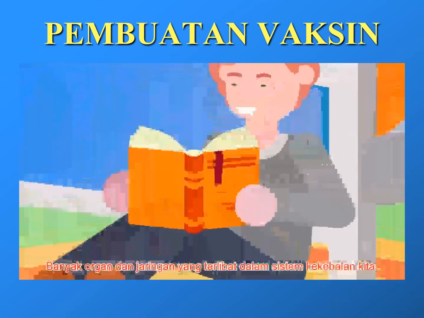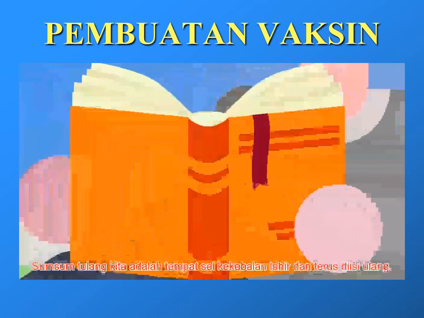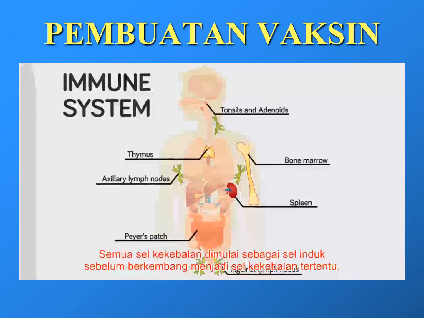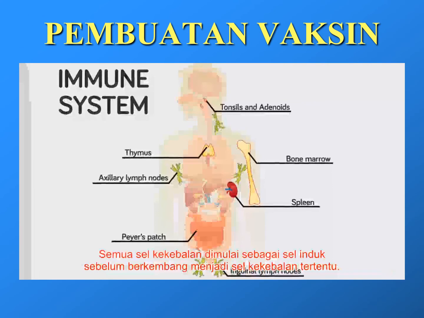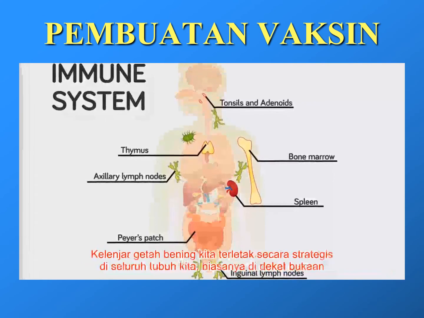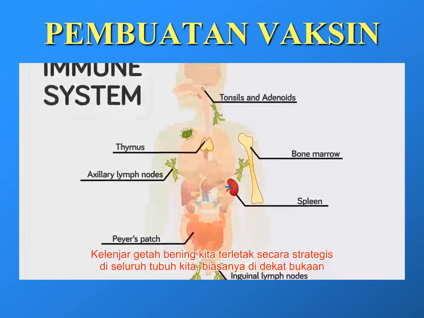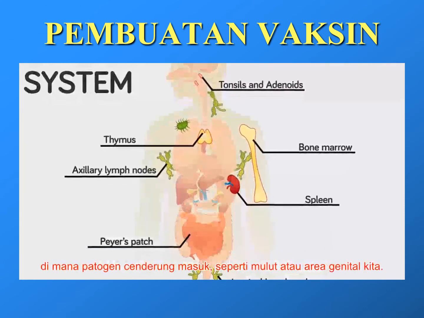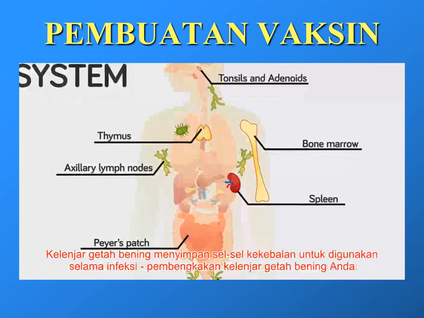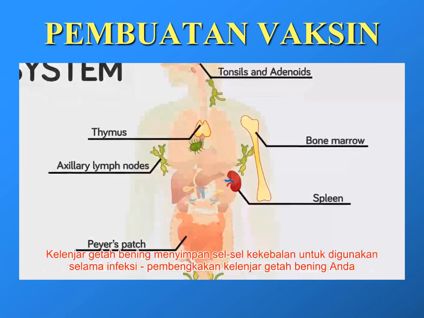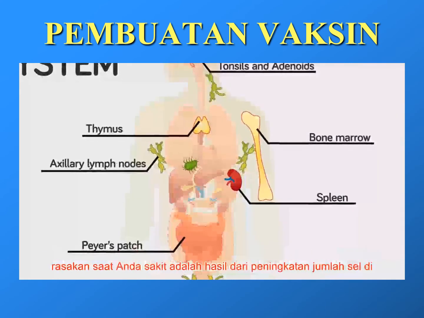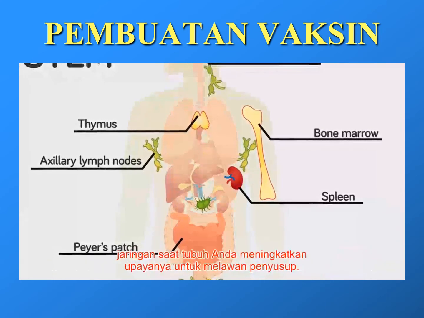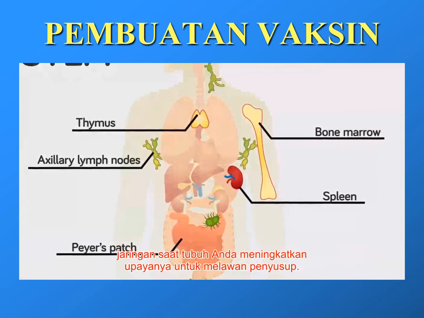Many organs and tissues are involved in our immune system. Our bone marrow is where the immune cells are born and constantly replenished. All immune cells start out as stem cells before developing into specific immune cells. Our lymph nodes are located strategically throughout our bodies, usually near openings where pathogens tend to enter, like our mouth or genital areas. Lymph nodes store immune cells to be deployed during an infection. The swollen nodes you feel when you're sick are the result of an increase in the number of cells in the tissue as your body ramps up its efforts to fight off the intruders.